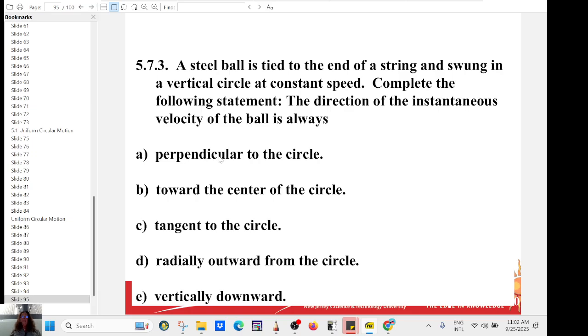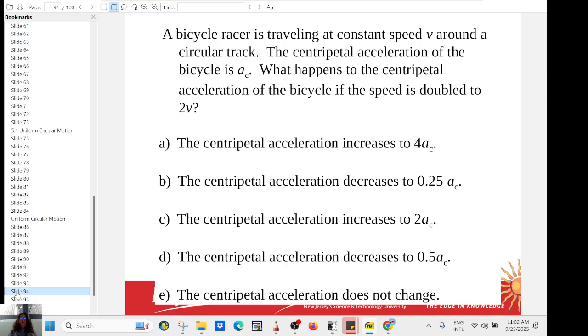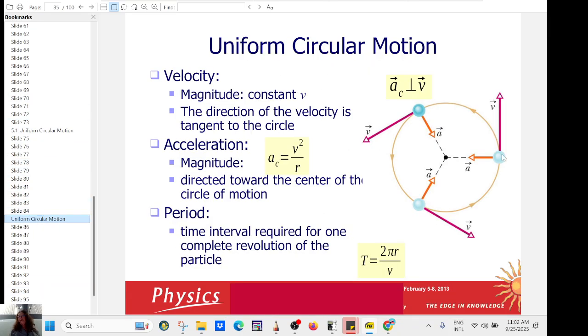Tangent. Tangent to the circle. Yes? Okay, so if I go back to here, acceleration is perpendicular to the velocity, but the velocity is always tangent. So instantaneous velocity is always tangent to the trajectory. The velocity is always tangent to the trajectory.